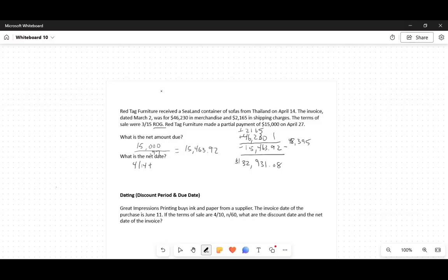And then we add 15 days for the discount period. So that comes out to 4/29. So that was the discount period. And we said they paid it on 4/27. So we still got the discount.